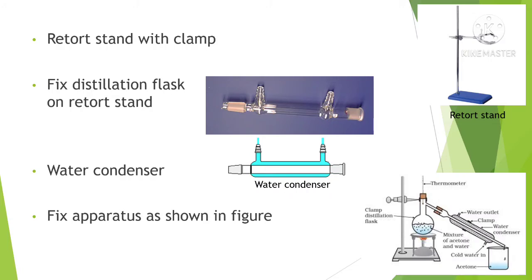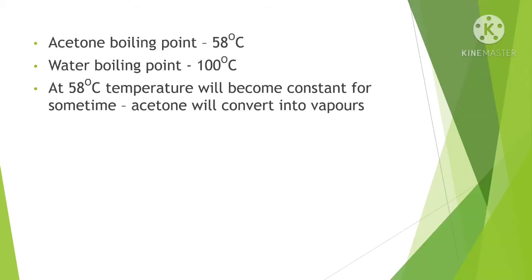When we start heating it, initially the temperature of the mixture will start increasing. We can easily notice the increase in temperature with the help of the thermometer. Slowly the temperature will increase. The boiling point of acetone is 58 degrees Celsius, whereas the boiling point of water is 100 degrees Celsius. When the temperature increases slowly, at one point it will reach 58 degrees Celsius. Now, this is the boiling point of acetone.